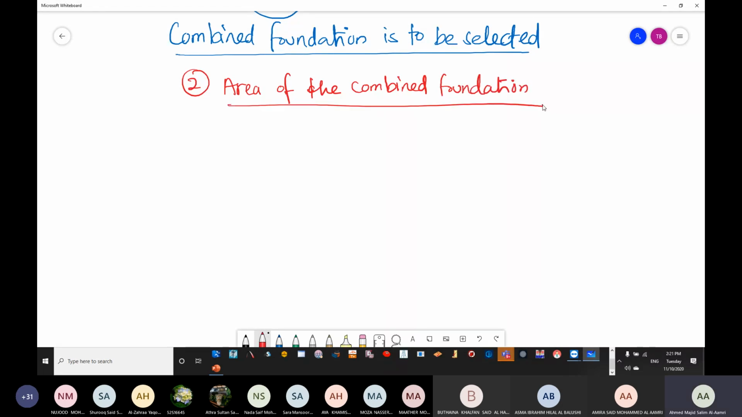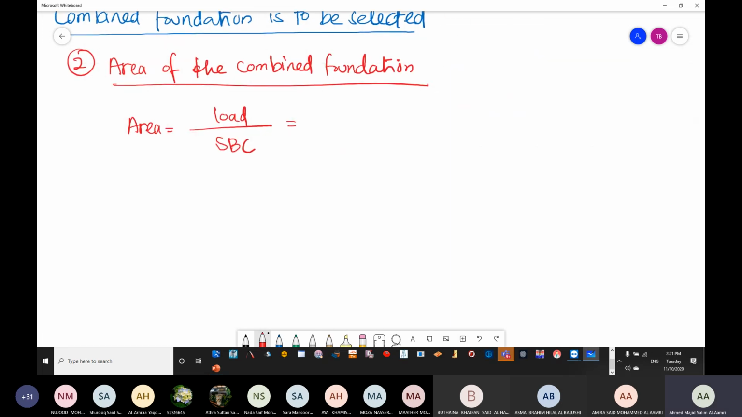And once again, it's the same equation. We are using area that is equal to the load divided by safe bearing capacity. Now, this combined foundation will take the loads of how many columns? It will take the loads of 2 columns, so I need to add them together.